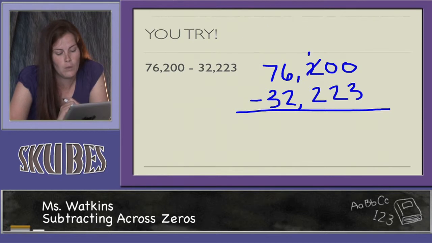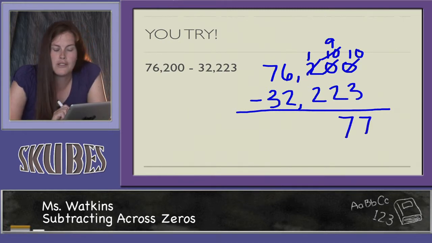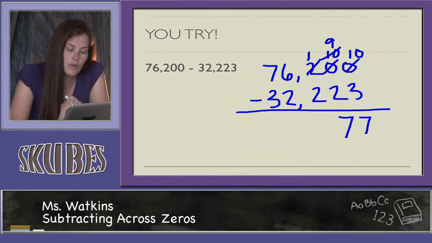My 2 becomes a 1, and I'm regrouping here, so this 0 becomes a 10. Now I can borrow from it. I'll borrow 1, it becomes a 9, and this becomes a 10. 10 minus 3 equals 7. 9 minus 2 equals 7. 1 minus 2, that requires me to borrow again, so I'll come over to my thousands place. My 6 becomes a 5. My 1 becomes an 11.